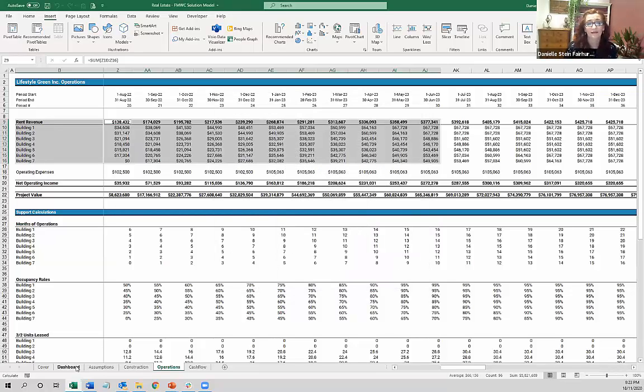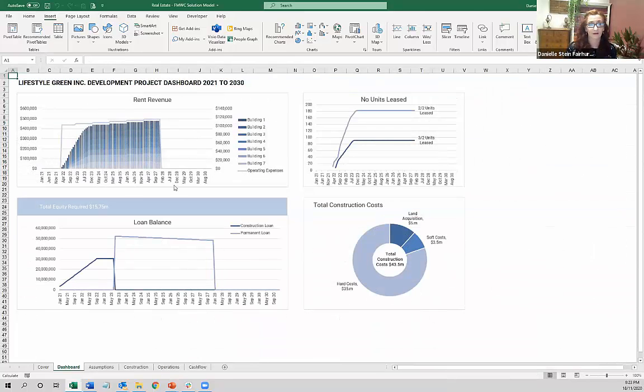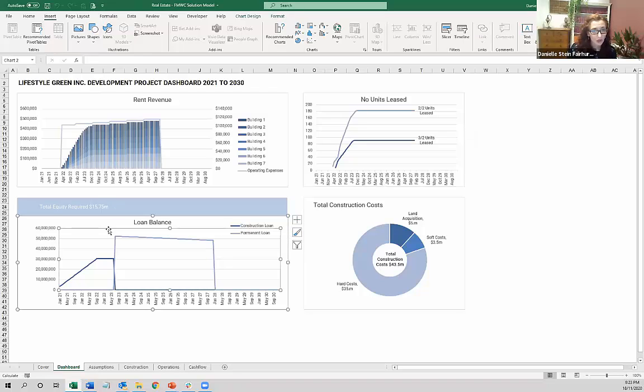So it's really quite a simple process of taking an existing model and then creating a dashboard over the top of it. So that's how I created the rent one there. Similarly with the number of, so those are the two different types of units. So you can see over time the number of units that are leased. This here is the loan balance. So this was the construction loan first of all, and then the permanent loan. So you can see how the construction loan sort of tailed off and then the permanent loan came up.